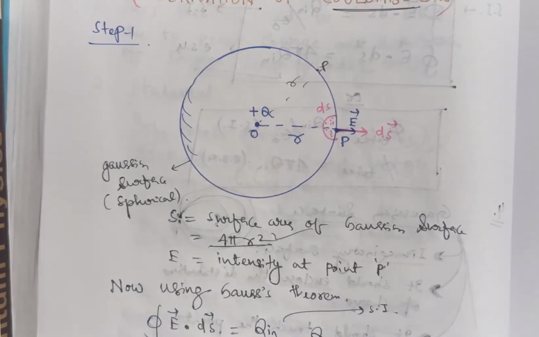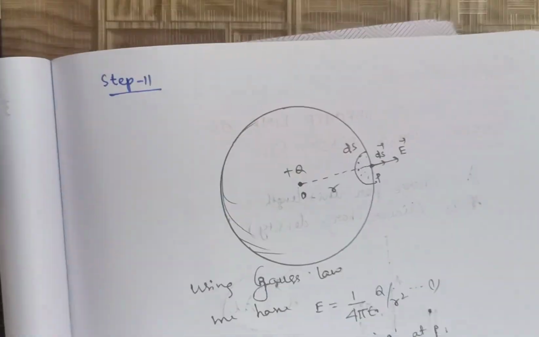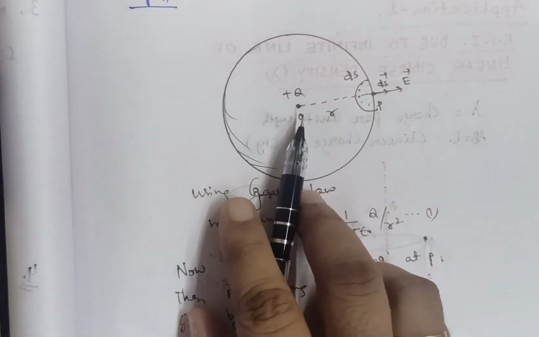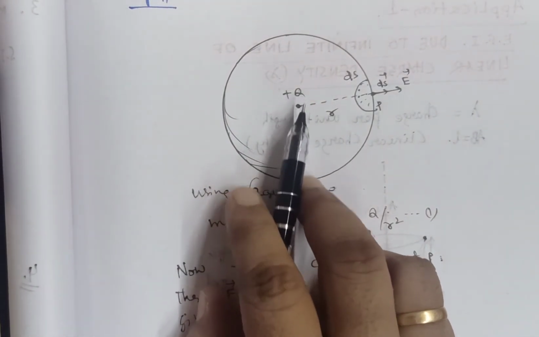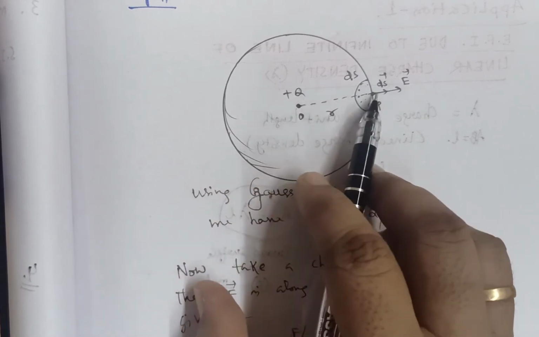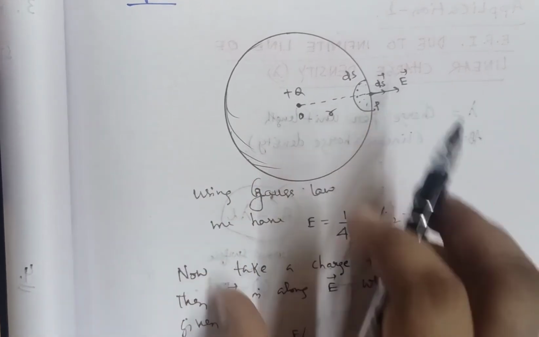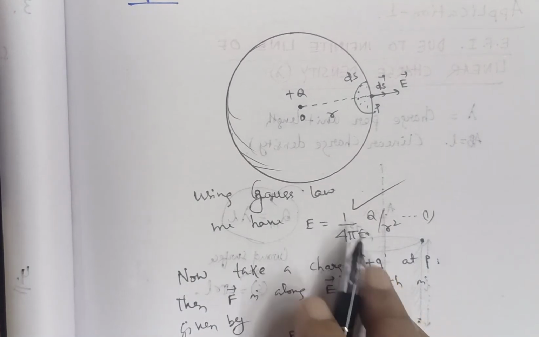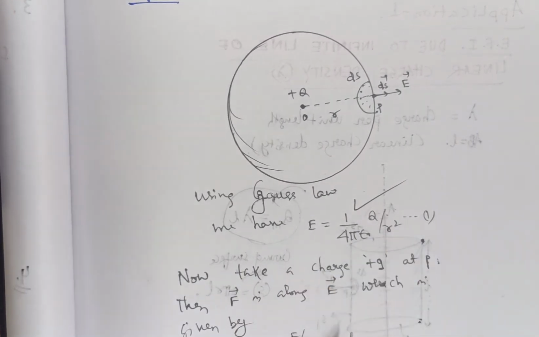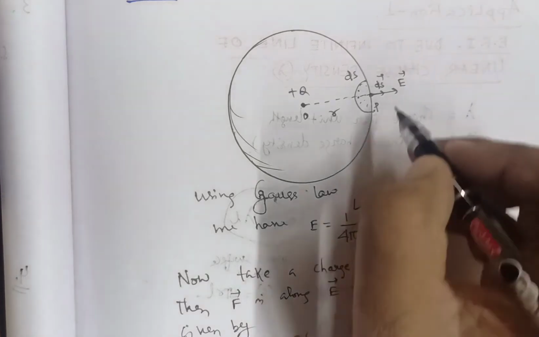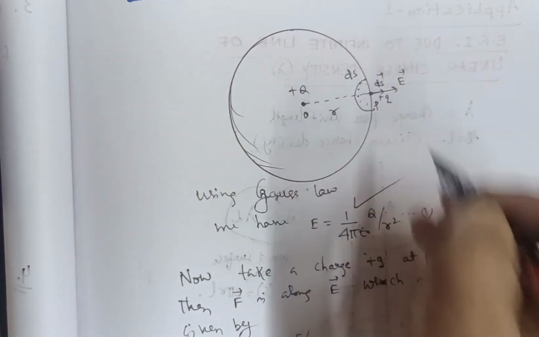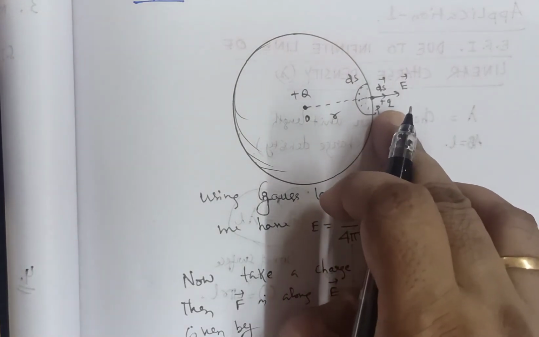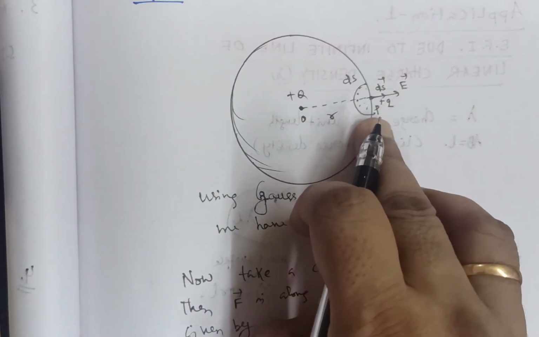Now we will go to the second step: how Coulomb's law is derived from the Gauss theorem. Again I am repeating this diagram here. O is the point, plus capital Q is the charge kept here, P is the point where we have to calculate intensity. From step 1, intensity is calculated as 1 by 4 pi epsilon 0 Q by r square. Now you take another charge q here. If field is there, charge is there, then definitely force will act on it.